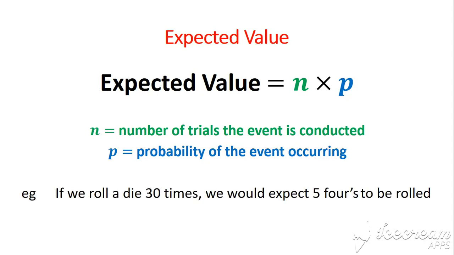If we rolled a die 30 times, we would expect five 4s. We just talked about that, but here's how the rule works. 30 is the number of trials, and 1/6 is the probability. So we're going to go 30 times 1/6, which is the same as a sixth of 30, and a sixth of 30 is 5. So we expect five 4s to come up. We expect 5 of each number to come up, to be honest.